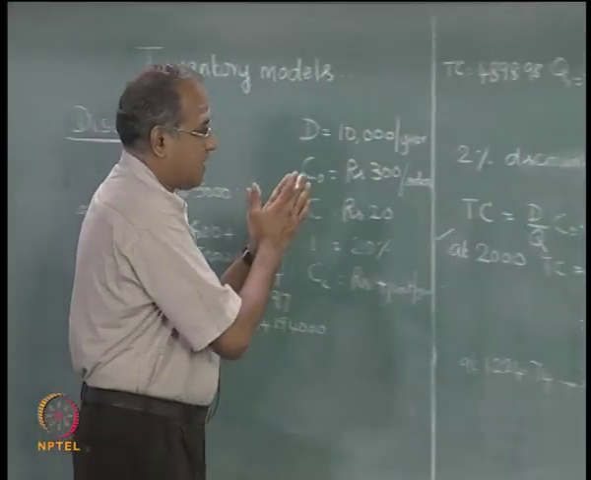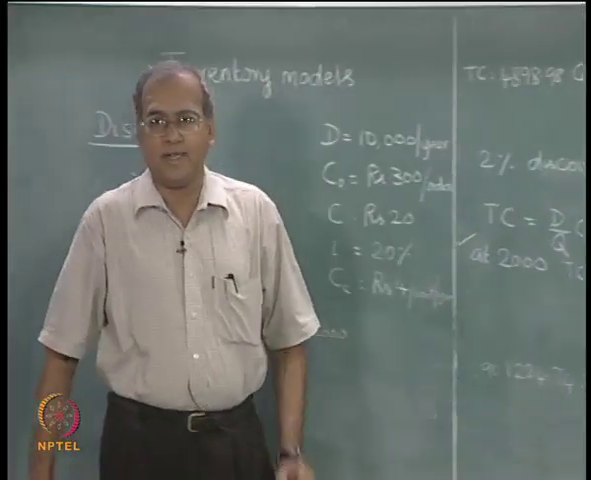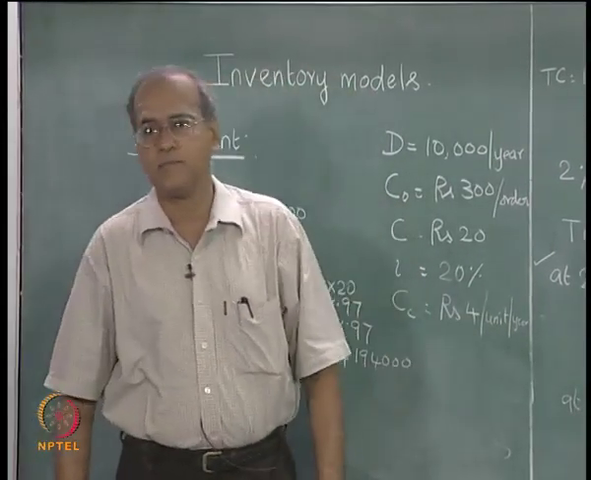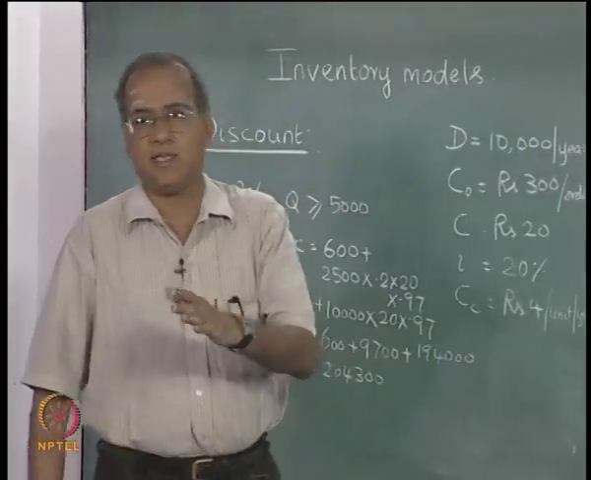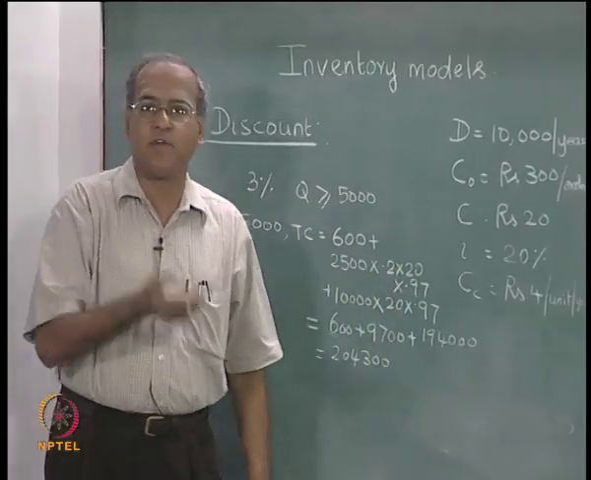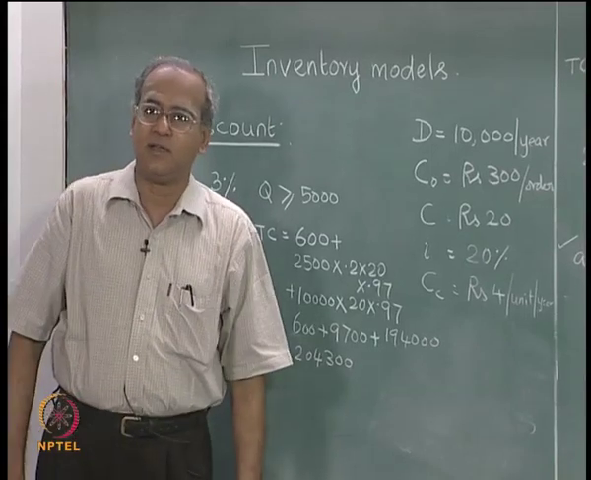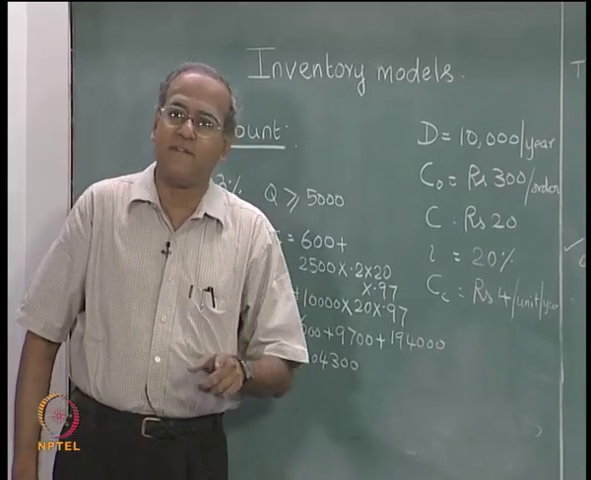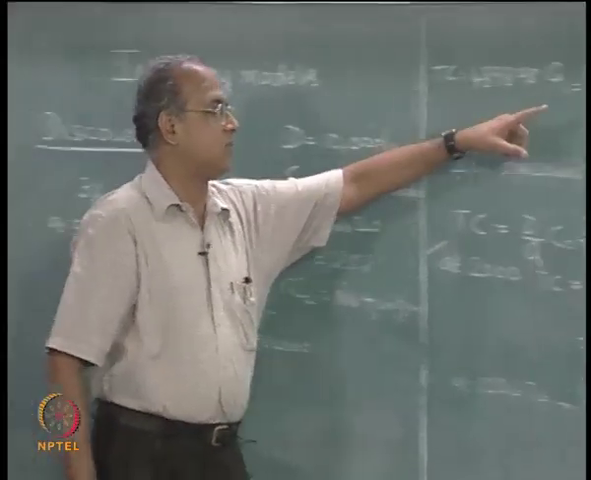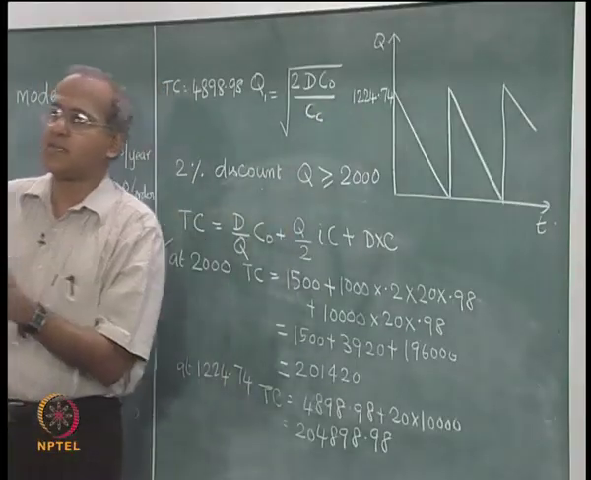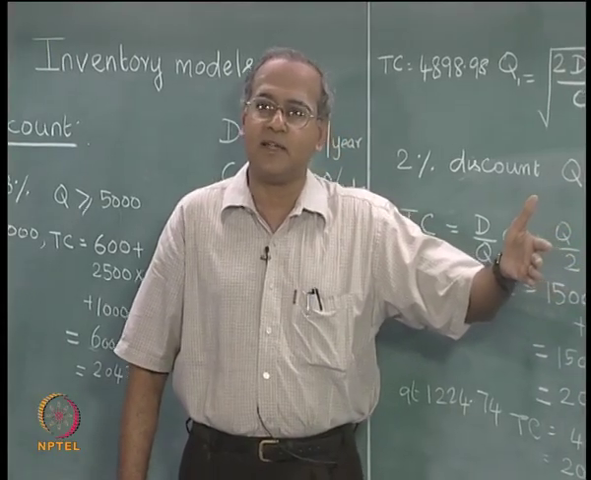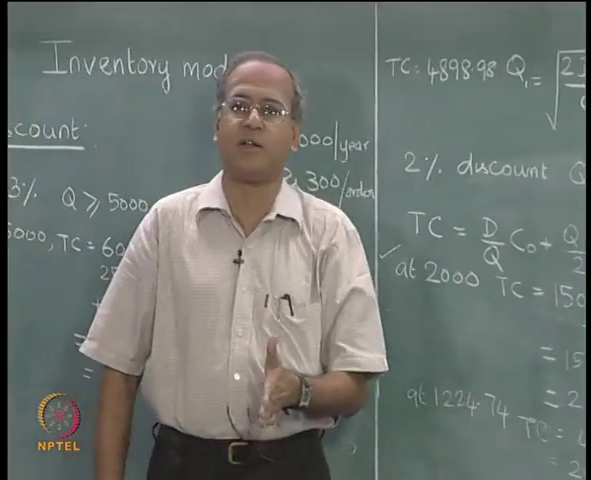So, wherever there is a price break, it is necessary to compare the total cost at the price break, not at any other point. The only other part is the case where there is a price break before the economic order quantity. Let us say there is a 0.5% discount at 1000, then in such situation we will try and avail that 0.5% discount not at 1000 but at 1224.74. So, if there is a discount at a quantity before the economic order quantity, then we will try and avail that discount at the economic order quantity.